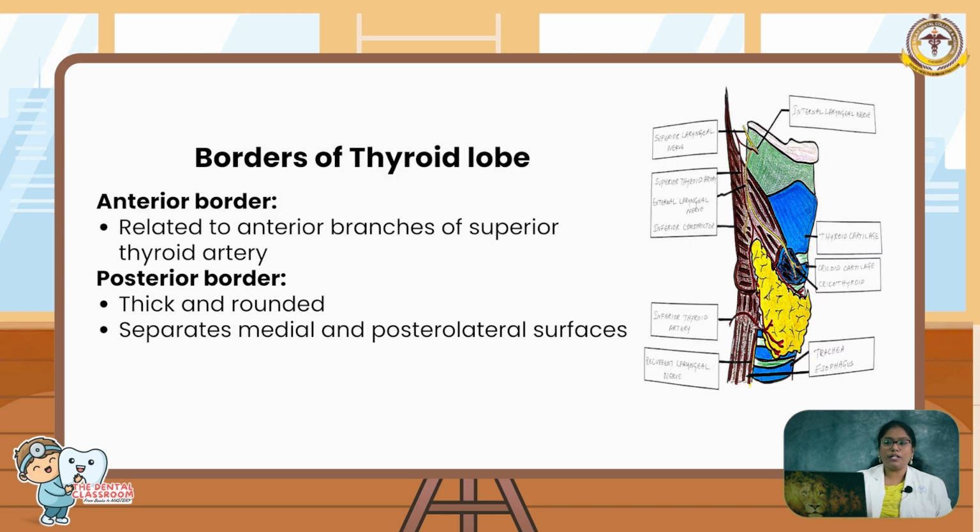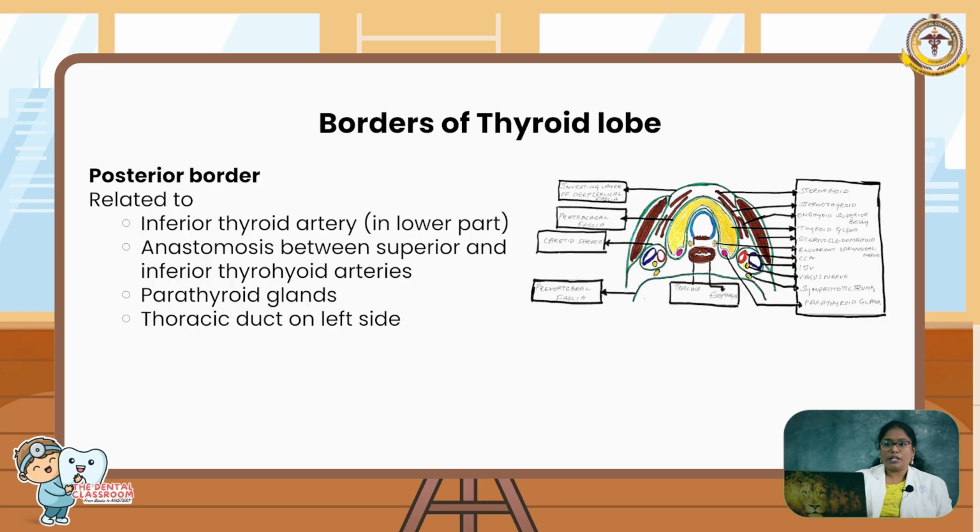Next, the borders of the thyroid lobe. The anterior border is related to the anterior branch of the superior thyroid artery. The posterior border is thick and rounded, separating the medial and posterolateral surfaces. It is related to the inferior thyroid artery, the anastomosis between the superior and inferior thyroid arteries, the parathyroid glands, and the thoracic duct on the left side.